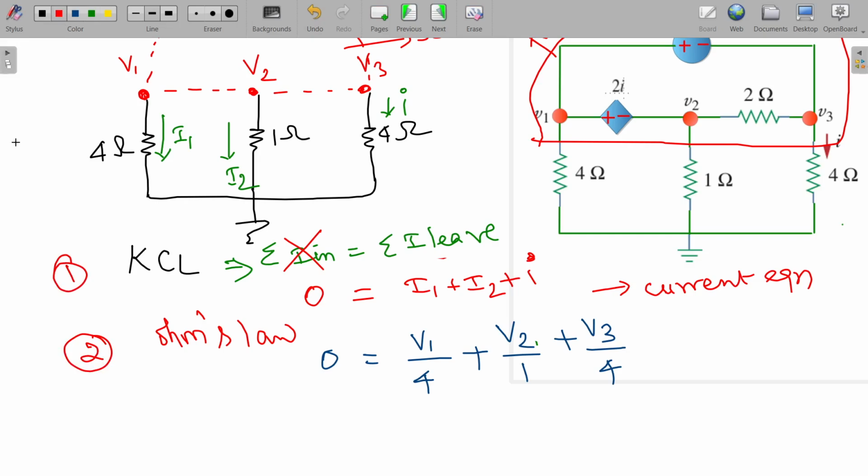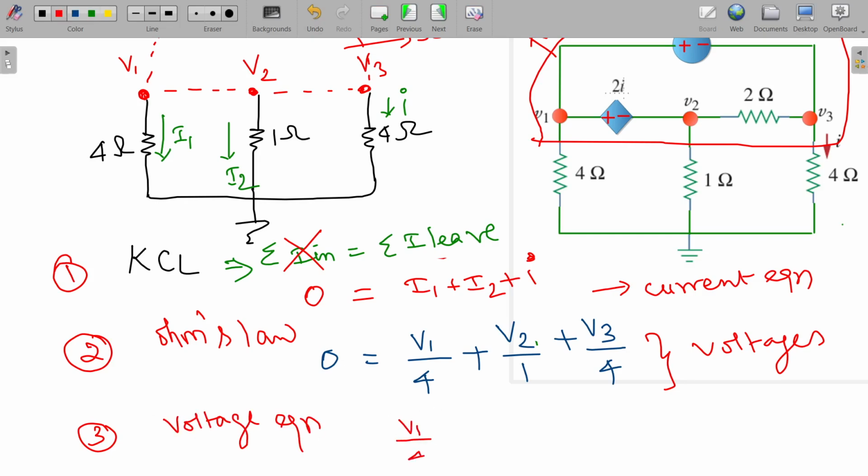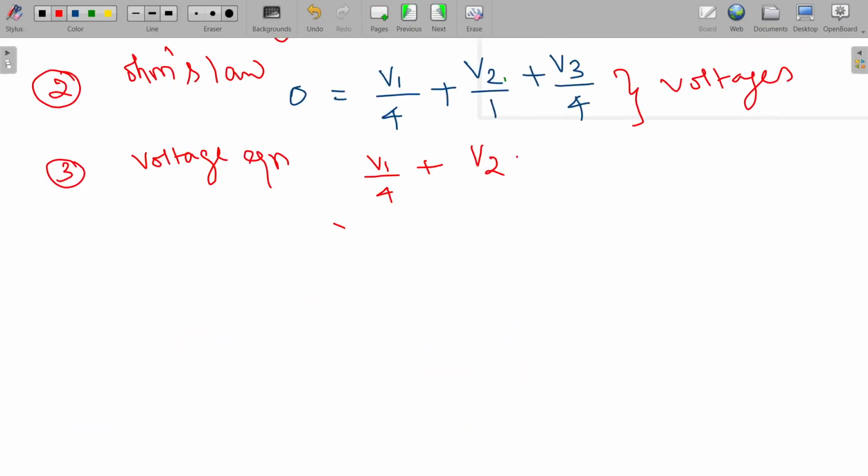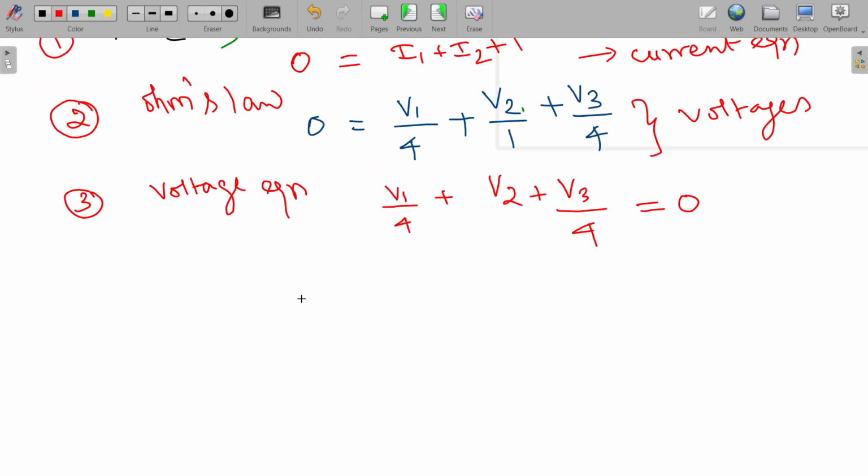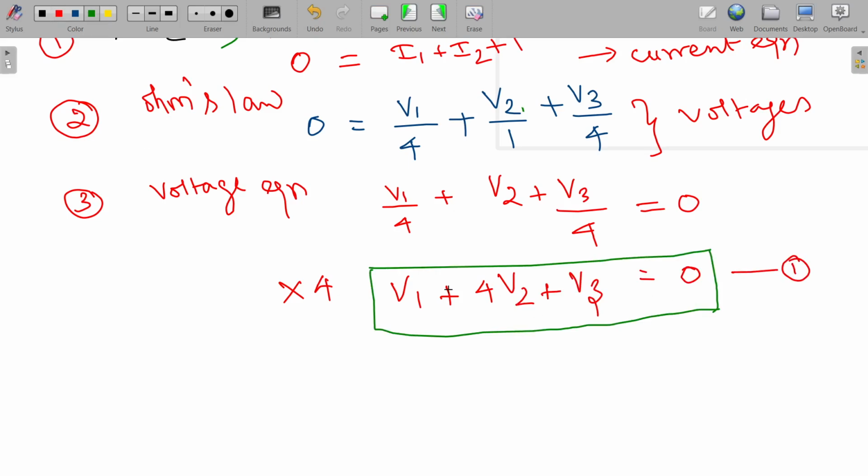So now you got everything in terms of voltages, right? So now you got the voltage equation. So what is it? V1 by 4 plus V2 plus V3 by 4, that is equal to 0. Multiplying this by 4 gives you V1 plus 4V2 plus V3, that is equal to 0. So we can take this as equation number 1. So this equation we obtained from KCL actually, right? Okay, so this is the first equation.